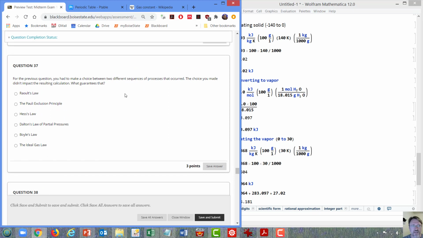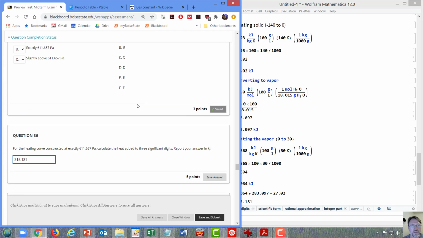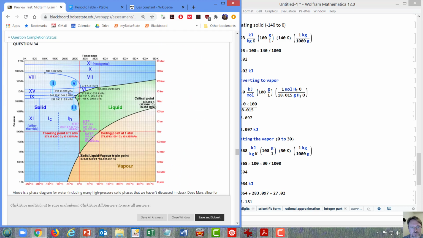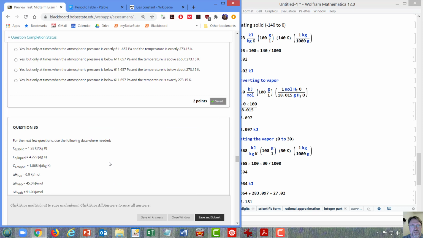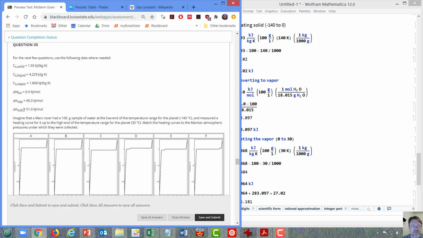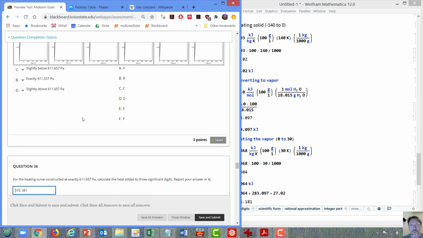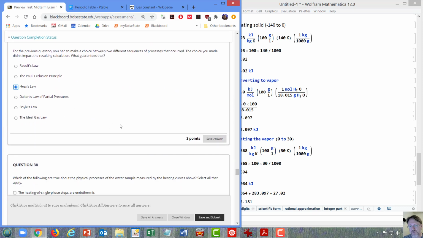Okay. For the previous question, we had to make a choice between two different sequences of processes that occurred. The choice you made didn't impact the resulting calculation. What guarantees that? What was the choice we made? Well, we had to choose, are we going directly from solid to vapor using sublimation, or are we going from solid to liquid by melting and then liquid to vapor by evaporation? And it didn't matter because this sublimation delta H equals the fusion plus the vaporization delta H. What guarantees that is Hess's law, which says that enthalpy is a state function, so it doesn't matter which path you take from point A to point B, the delta H will be the same.